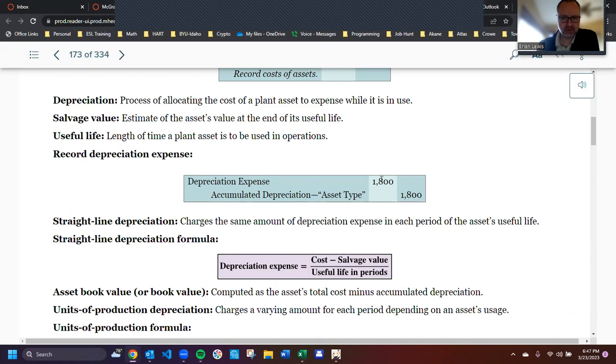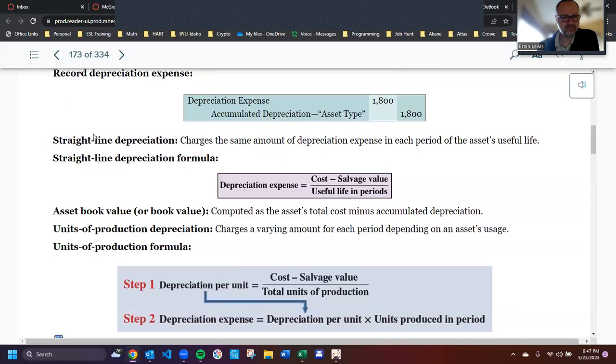This one's temporary, right? It closes at the end of the year, goes back to 0. But this one accumulates over time. That's why it's called accumulated depreciation. One year adds to another year, adds to another year, and so forth. You got your straight line, which I've walked through. Your asset book value, I call it net book value, but it can also be called just your book value.